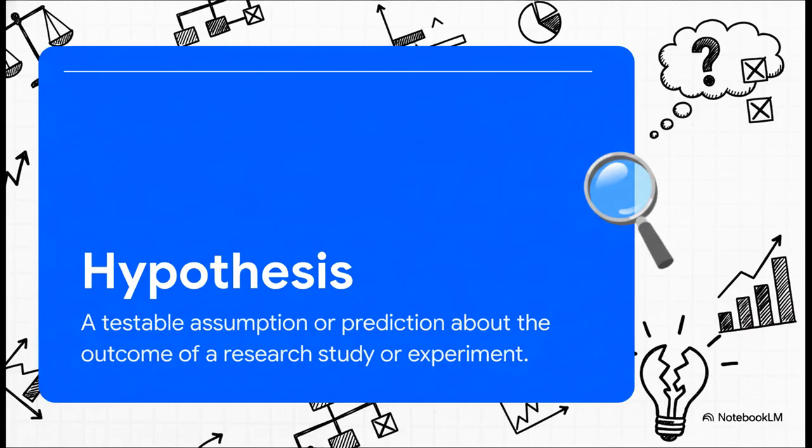Now, a hypothesis isn't just a random guess. It's a formal, testable statement. And the most important part is that it has to be falsifiable. That means there has to be a way to actually prove it wrong. For example, you can't test the hypothesis that unicorns are pretty, right? There's no way to disprove it. A good hypothesis creates a direct link between our theory and the variables we're about to measure.